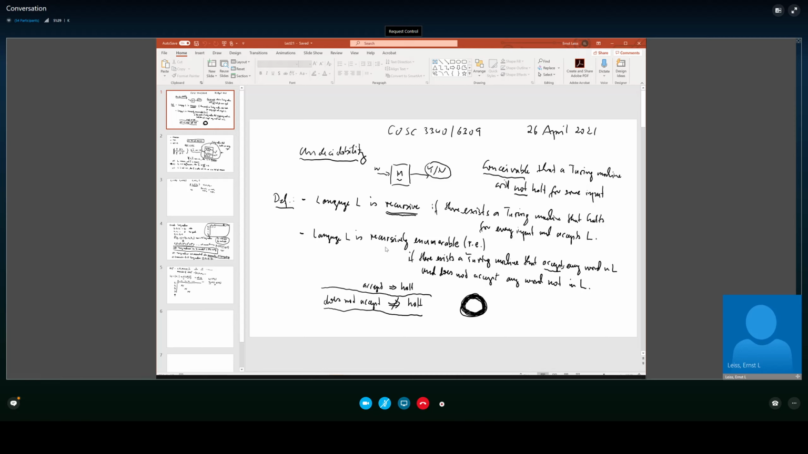immediately, if we can construct a Turing machine that accepts every word in a language and does not accept anything else, then we have, by definition, established that this language is recursively enumerable. So this is a more general or weaker kind of statement than that the language is recursive, because in order to show that the language is recursive, we actually have to establish that there exists a Turing machine for that language that will halt on every input.